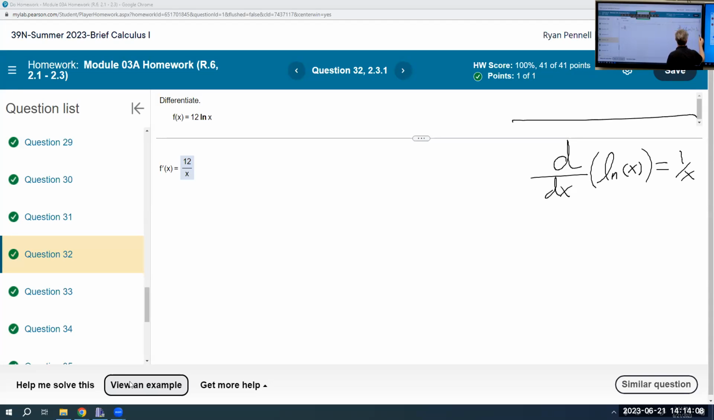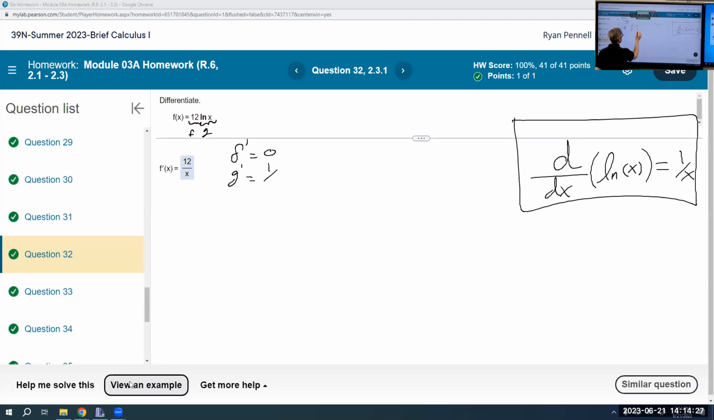Okay, so that's coming from the textbook. Let's see if we can find it. You could think of this as two functions, which is overkill, but you could. The derivative of f just equals 0. The derivative of g we claim is 1 over x. So the derivative of this f of x just equals 12 times 1 over x, or 12 over x. That's only because of this proof here, or theorem.